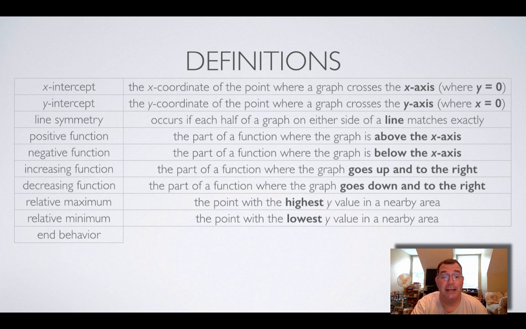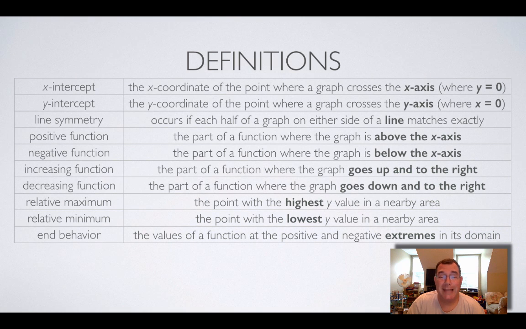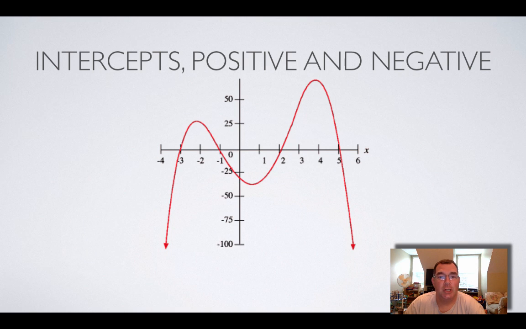End behavior is what's happening as the graph goes very, very far left and very, very far right, off of the actual graph that you can see. So it's just looking at what's happening as x goes to negative infinity and x goes to positive infinity. So let's look at specifically the first few of those: intercepts, positives, and negatives.